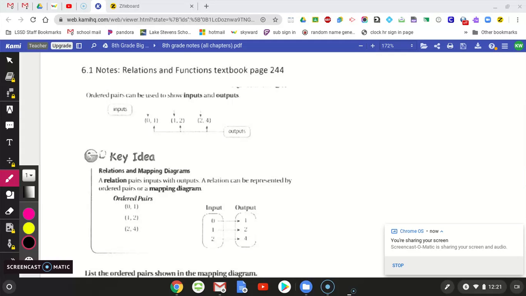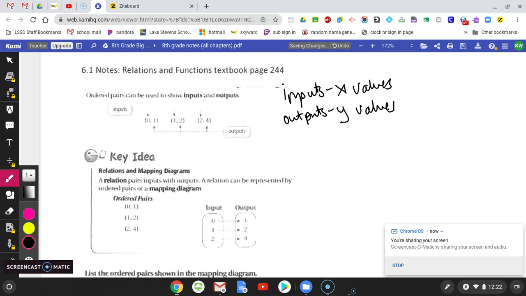Right, 6.1. We're talking about relations and functions. So ordered pairs can be used to show both inputs and outputs. Inputs are your x values. Outputs are your y values of your coordinate points. Okay, so inputs are your x values, outputs are your y values.